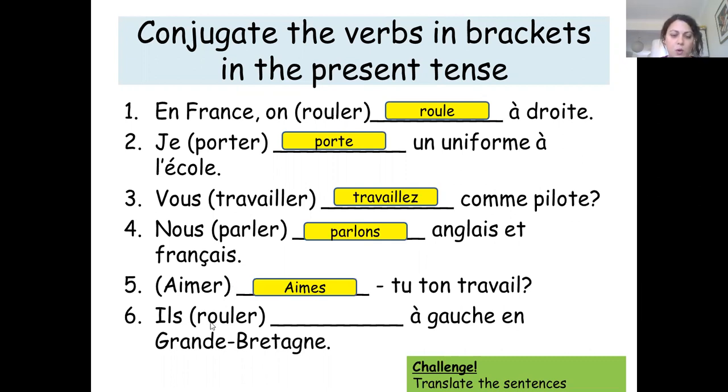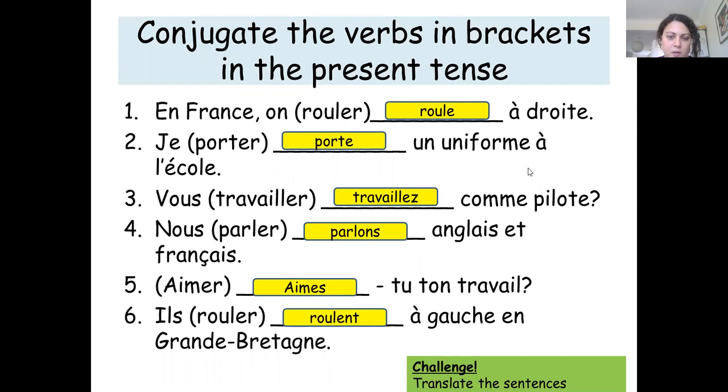Then we have rouler with ils, which is they, plural. Okay. So here we remove the ER. We have our stem R-O-U-L, so you write this down. And then the ending for ER verbs for ils is ENT. Ils roulent à gauche en Grande-Bretagne.